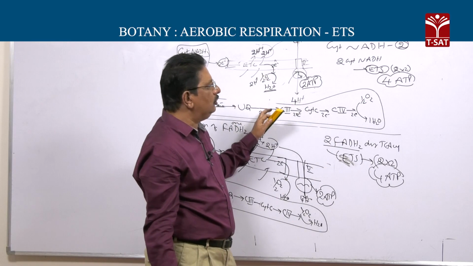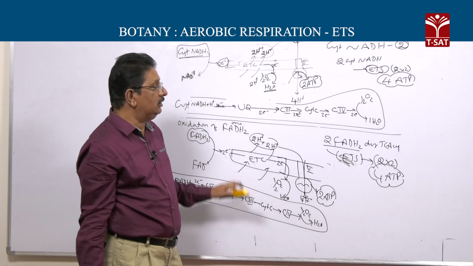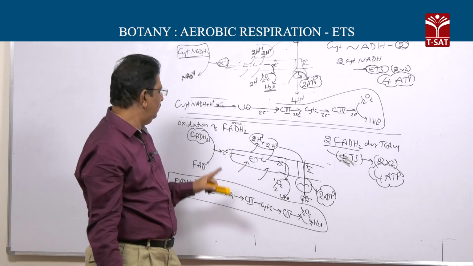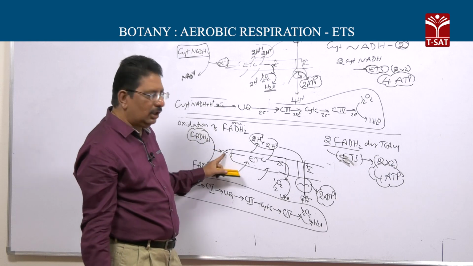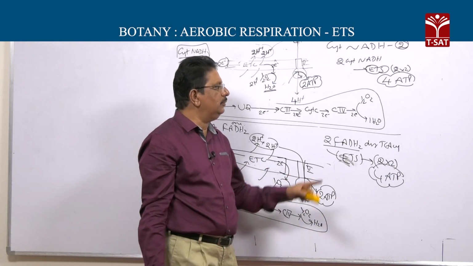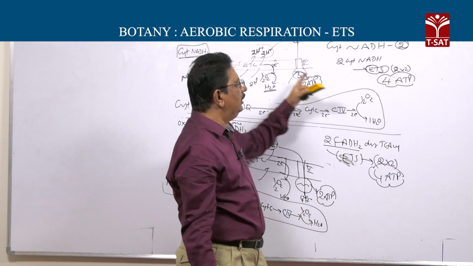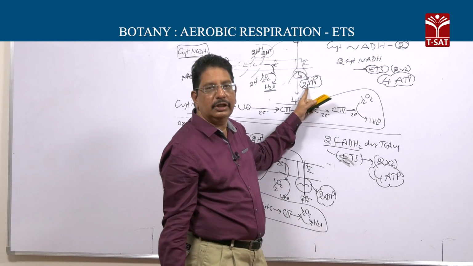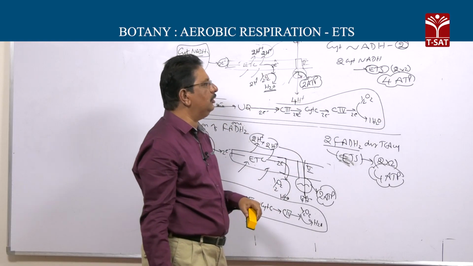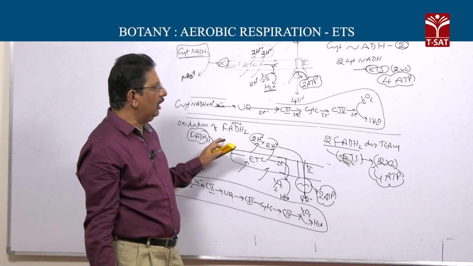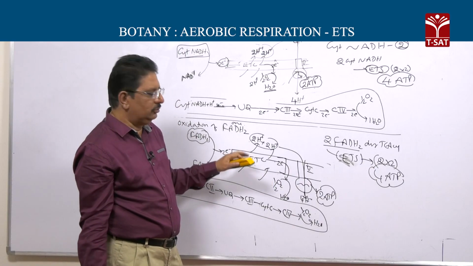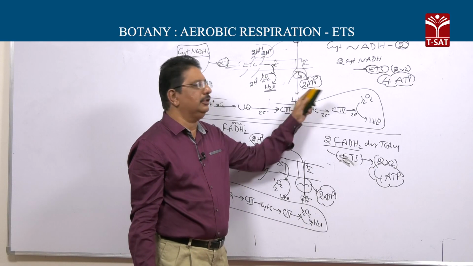So, mitochondrial NADH oxidation yields 3 ATP, FADH2 oxidation yields 2 ATP, cytosol NADH oxidation also yields 2 ATP. So, different types of reduced coenzymes on oxidation produce different numbers of ATPs.